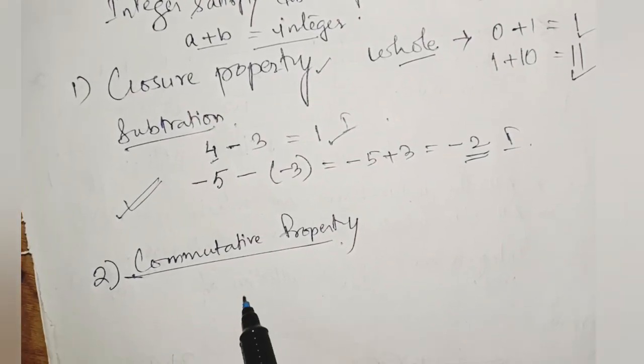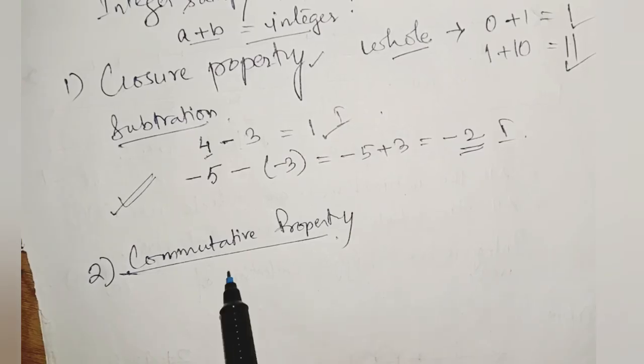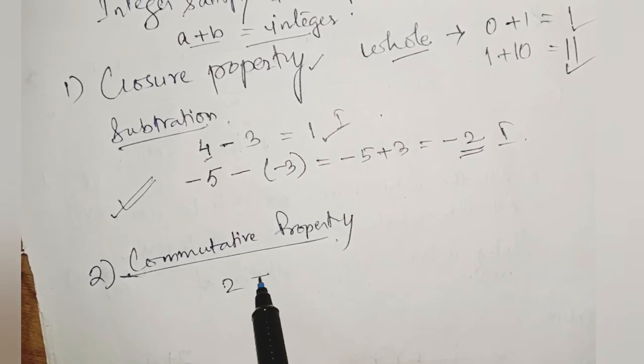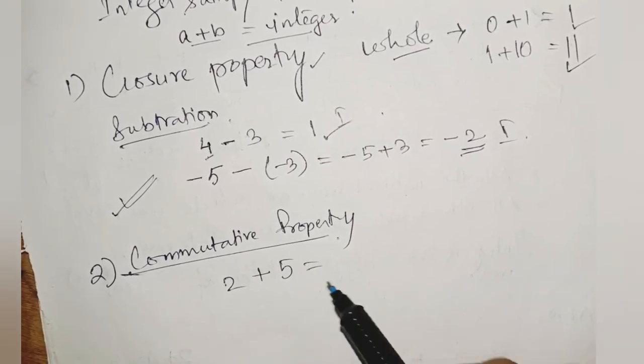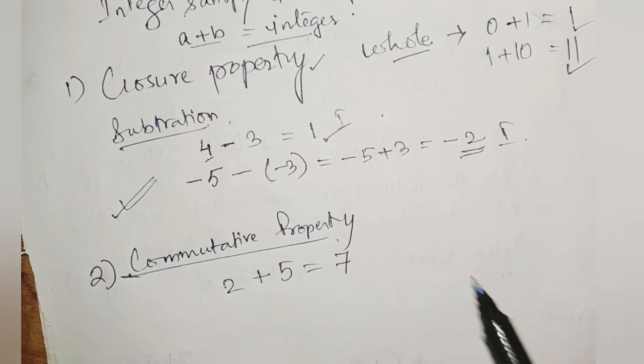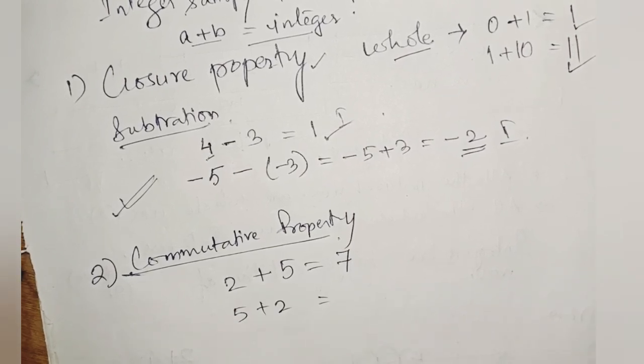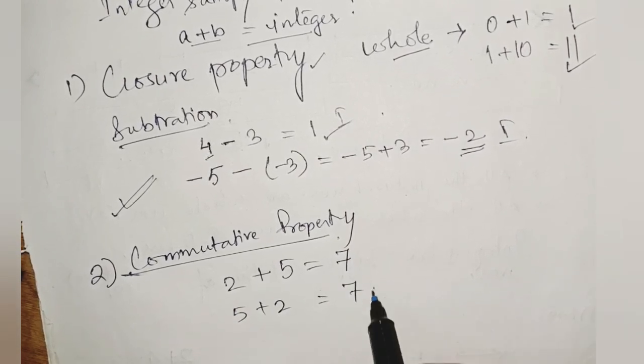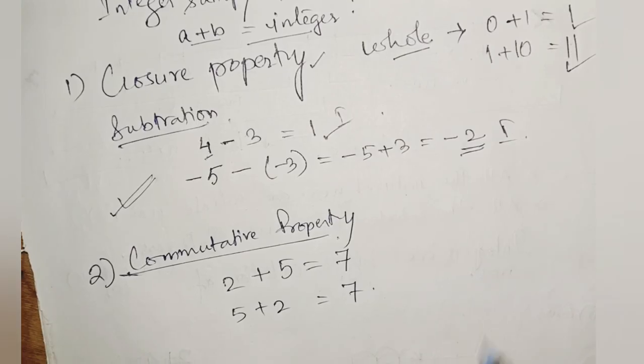See, suppose I take any two integers, say 2 plus 5. What is the result? 7. But if I add 5 plus 2, will the result change? No, it is the same, 7 only. Okay, these are positive integers.